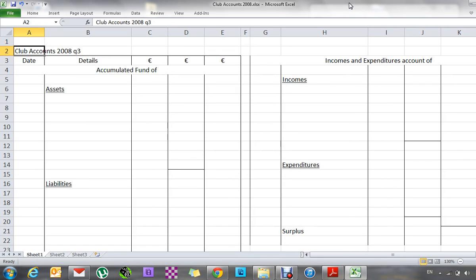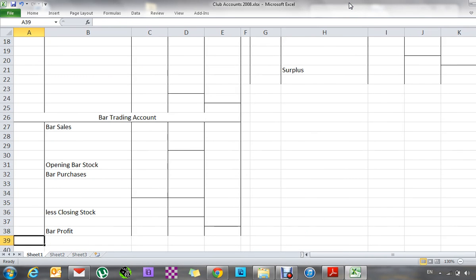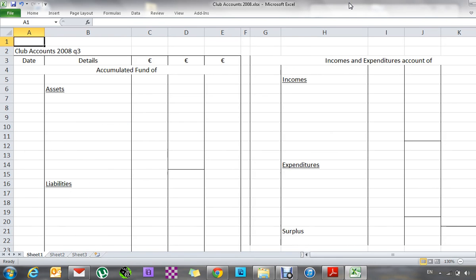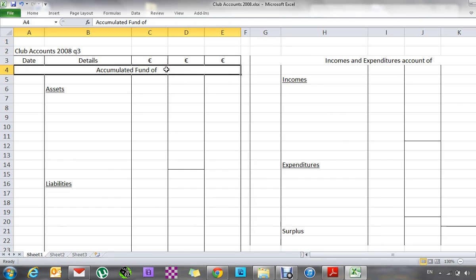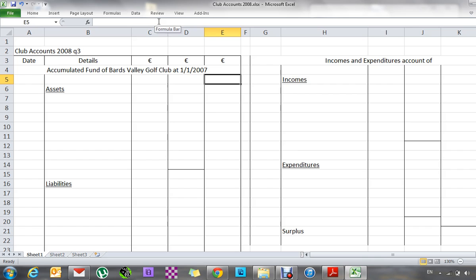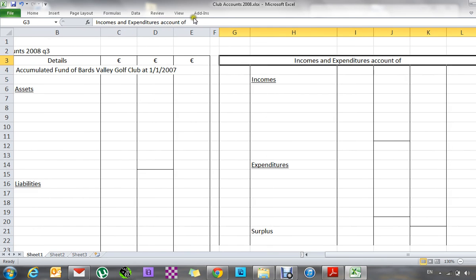Okay, so we start with the blank document, the trading account down here, and then I've got the accumulated fund and the income expenditure account. So we go back to the name of the club, and it says the Bards Valley Golf Club, so accumulated fund of Bards Valley. You do get marks for labelling this, as with any other question in the exam. So the accumulated fund, or a balance sheet, is always at a specific date, whereas the income and expenditure account is going to be for a period ending on a certain date, of Bards Valley.